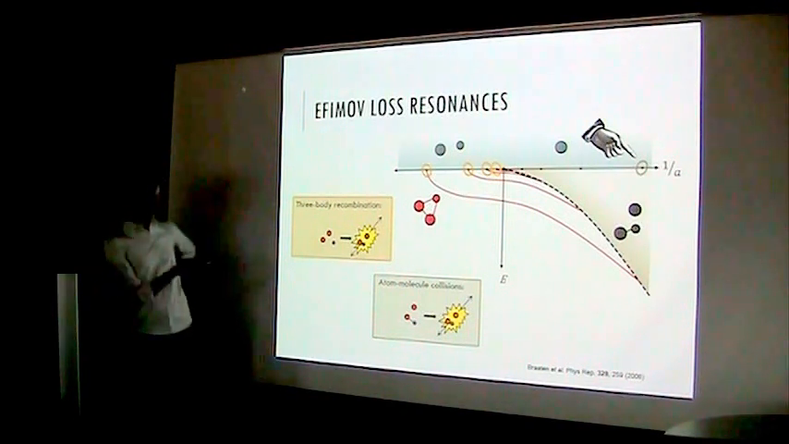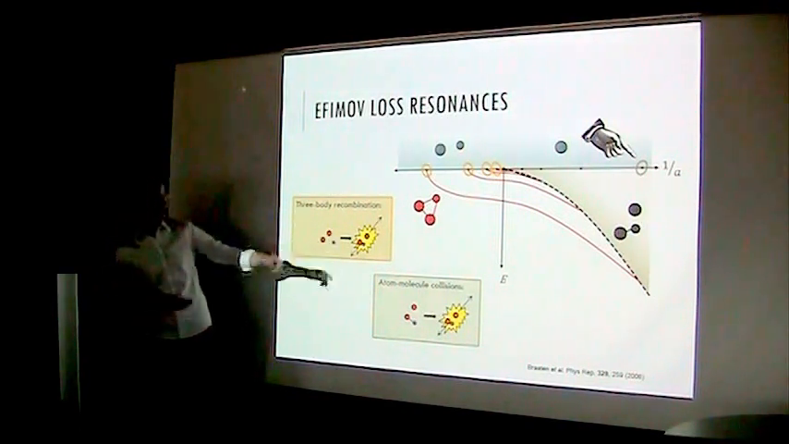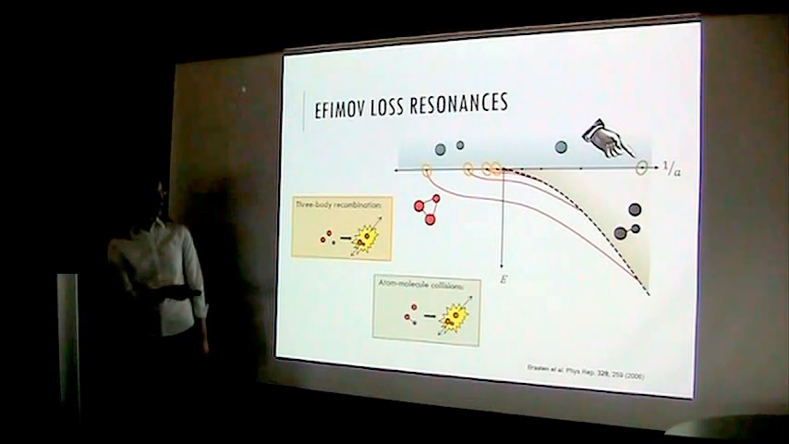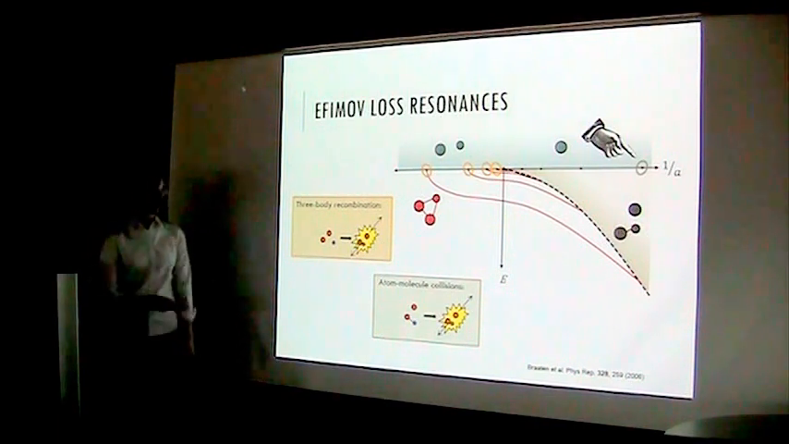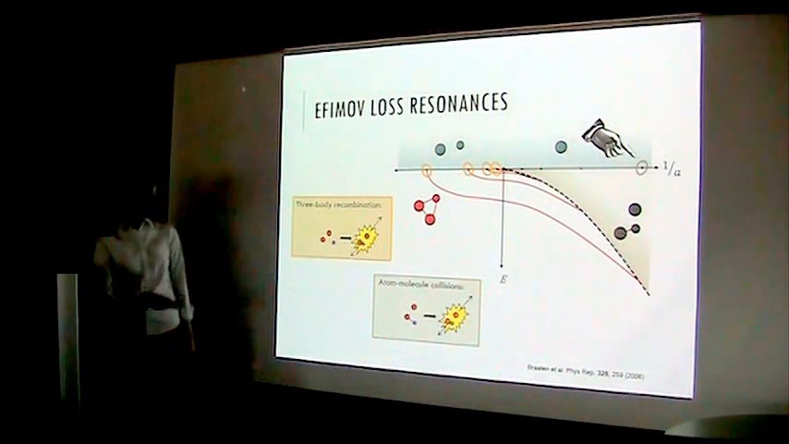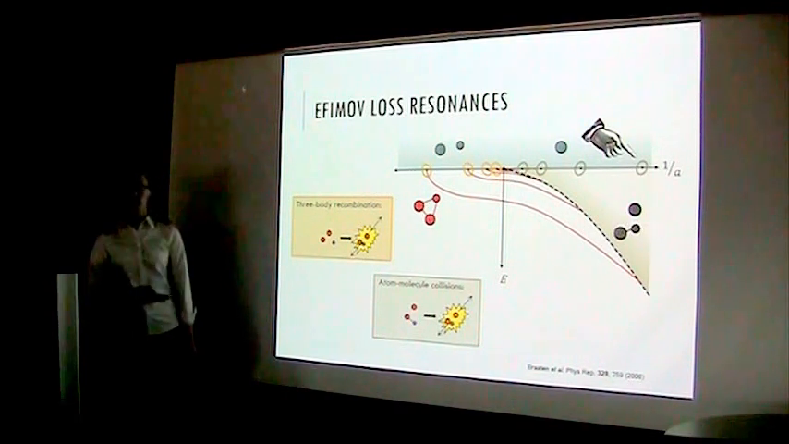The other type of Efimov resonance occurs when the three-body state is degenerate with the energy of an atom plus a molecule, and intuitively this creates, instead of atom loss, atom-molecule collisions. And that's what we're going to talk about first.